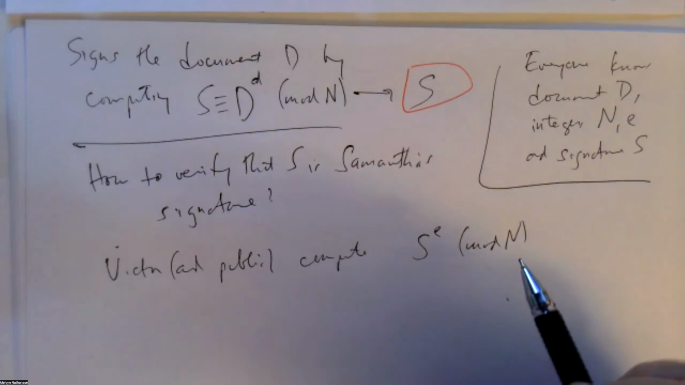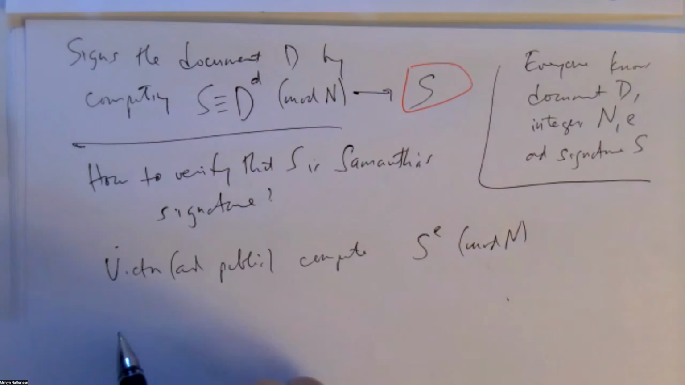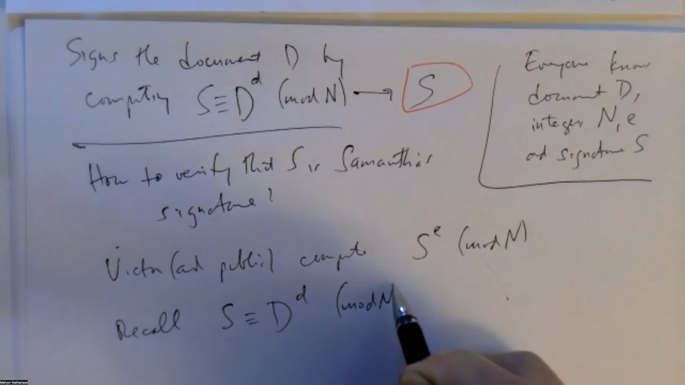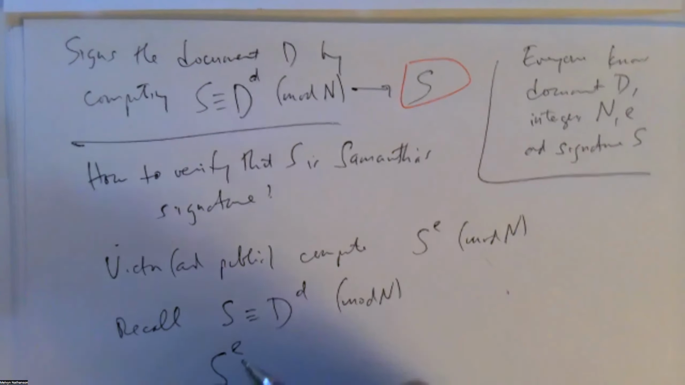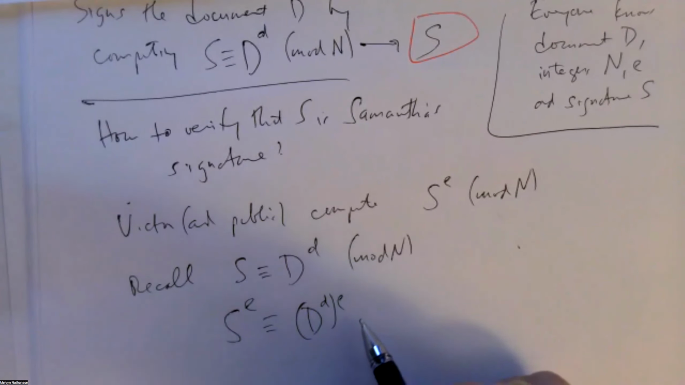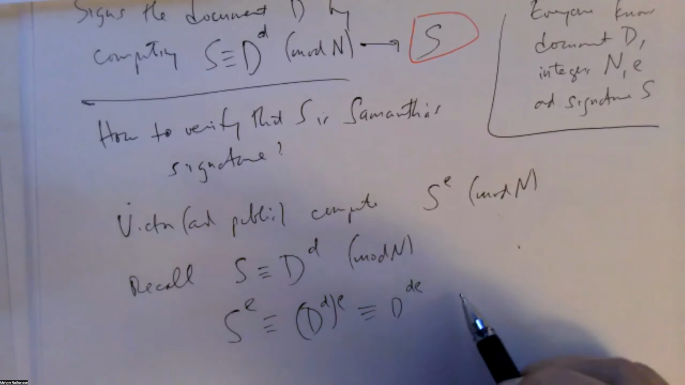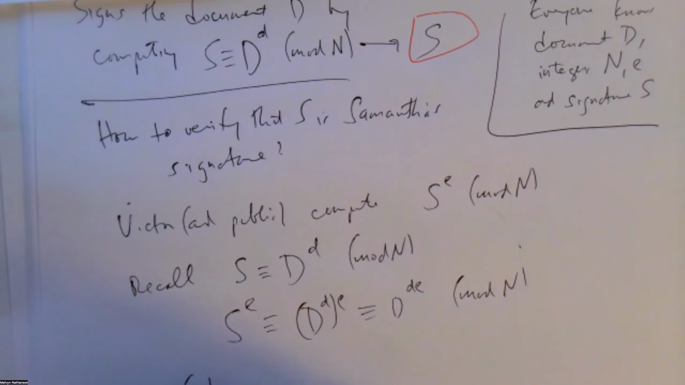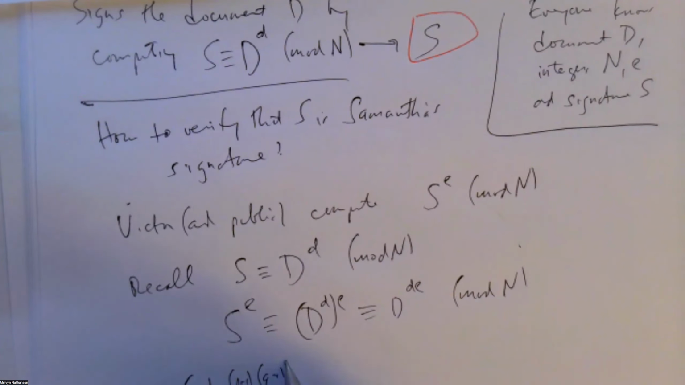And what is this supposed to be? Well, recall that S is congruent to D to the d mod n. So S to the e is congruent to D to the d to the e, which is D to the d times e mod n. But d e is congruent to 1 mod (p minus 1)(q minus 1).